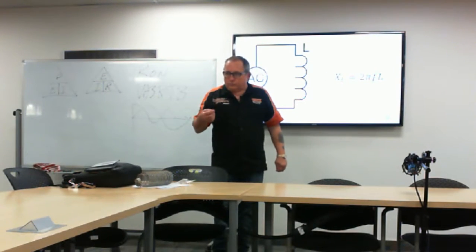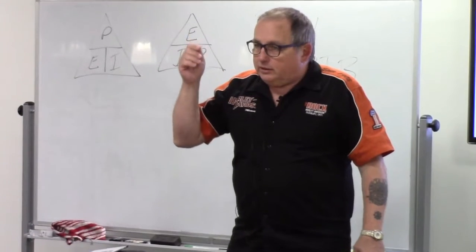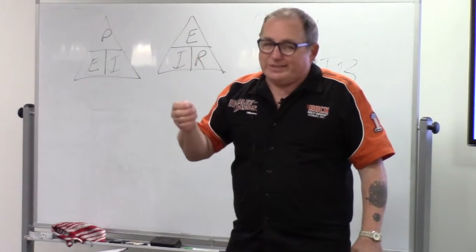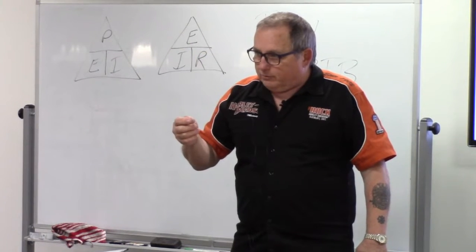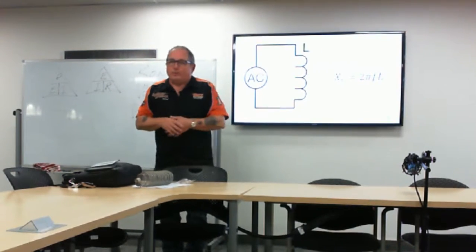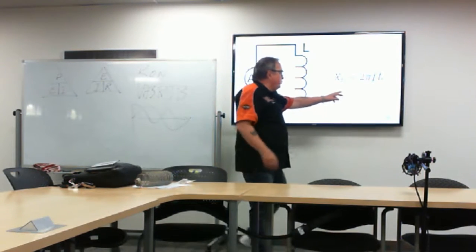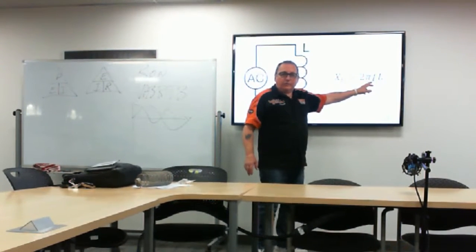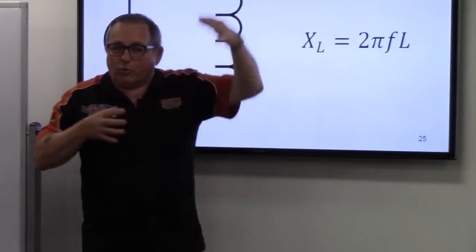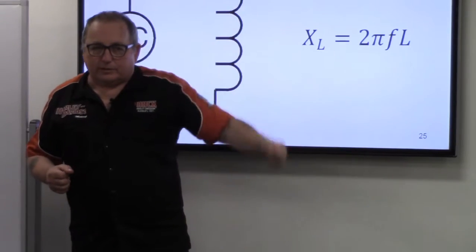So 2 pi F L, F means frequency? 2 times pi is just 6.28, with pi being 3.14159, whatever. Frequency is the frequency of the applied voltage. Like our lights are 60 cycle. In radio, we use frequencies up into the gigahertz. So if you change the frequency, you're going to change the reactance. If you get more frequency, or if you have more henries, you're going to increase the reactance.